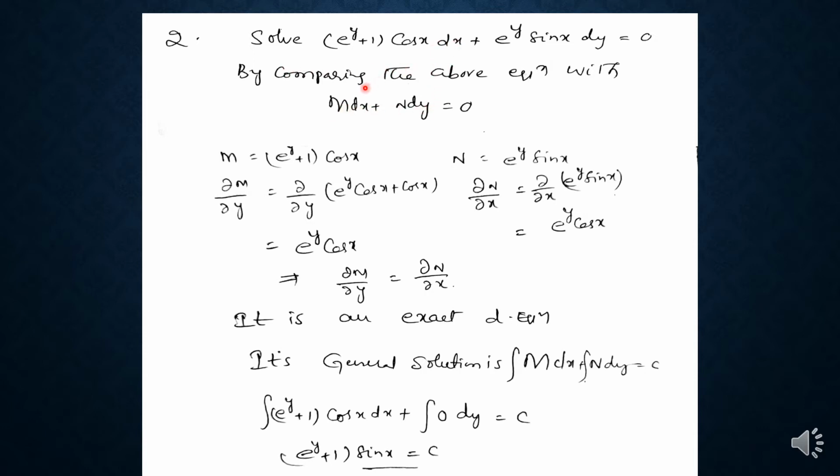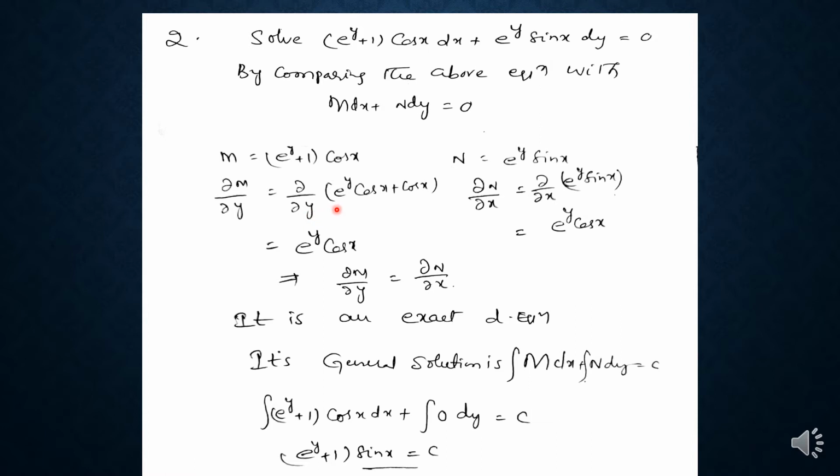By comparing with the exact differential equation form, that is M dx + N dy = 0, M is equal to (e^y + 1) cos x, and N is equal to e^y sin x. So the partial derivative of M with respect to y, ∂M/∂y, is equal to ∂/∂y of (e^y cos x + 1 cos x), that is ∂/∂y of e^y cos x. Here y is the variable and x is the constant.